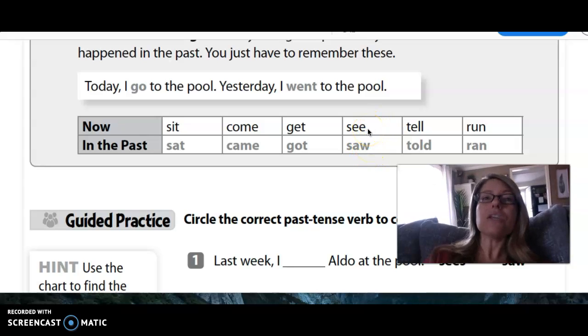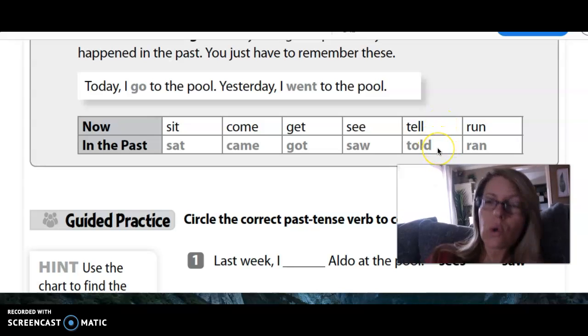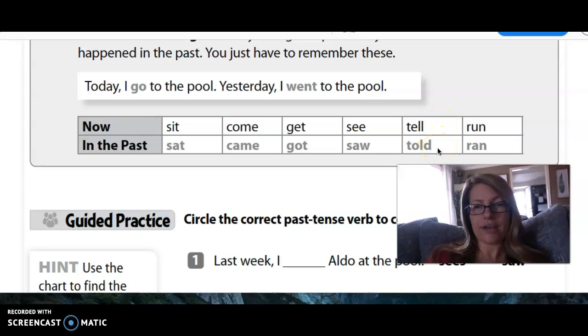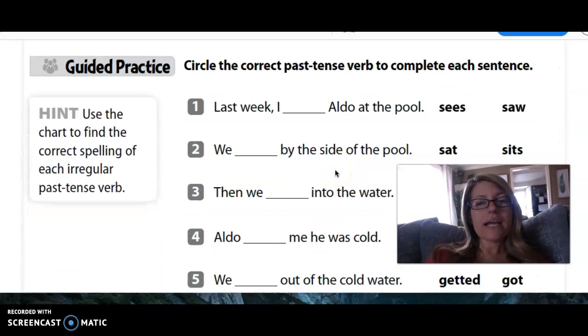I can see you today, or I saw you yesterday. Please tell your mom I said hello today. I told my mom you said hi yesterday. Run down the block with me right now. Yesterday we ran down the block. So we're going to be looking at these sentences and we're going to decide what is the best past tense verb that fits the sentence.